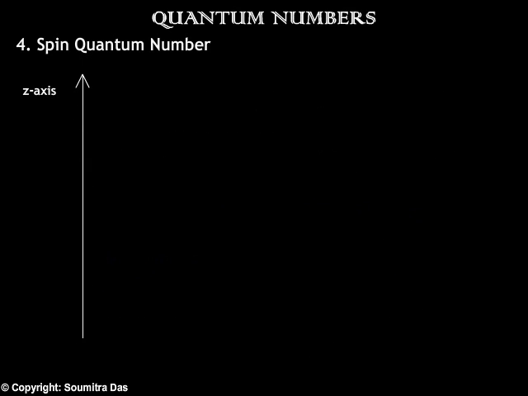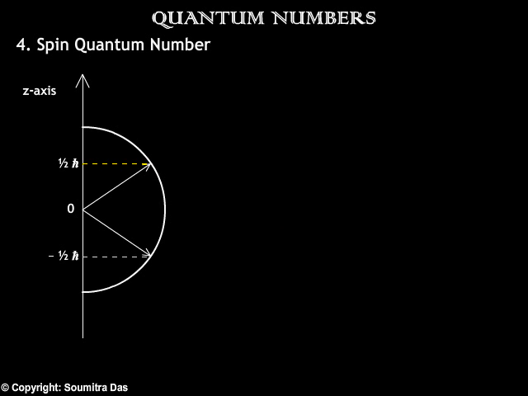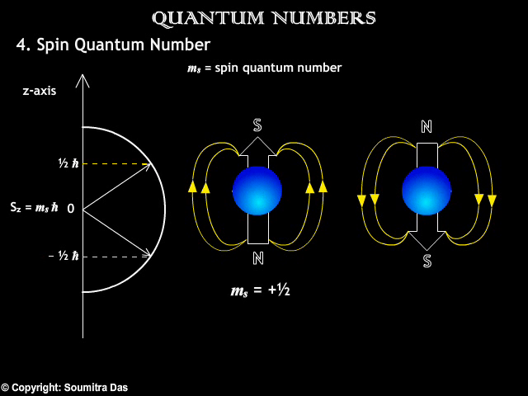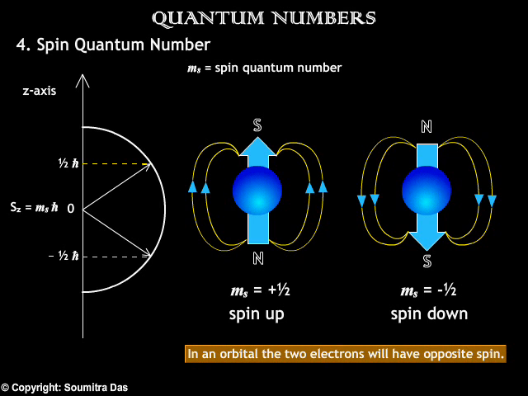Now let this be the z-axis and this the spin momentum vector. See what happened under the influence of magnet. The component along z-axis is this. This gives sz equal to ms h bar, where ms is the spin quantum number and clearly has two values only. Here, ms equal to plus half is designated by up arrow and is called spin up, or minus half designated by down arrow and is called spin down. In an orbital, the two electrons will have opposite spin.